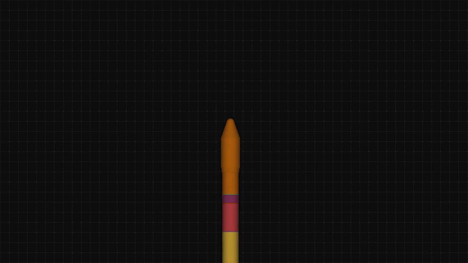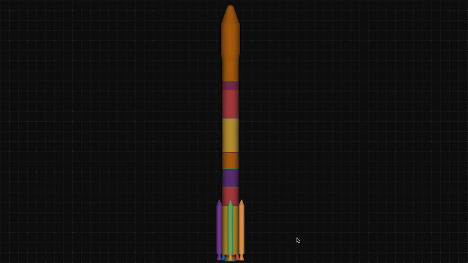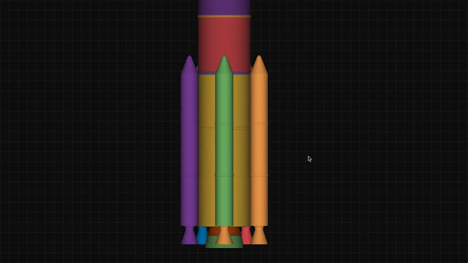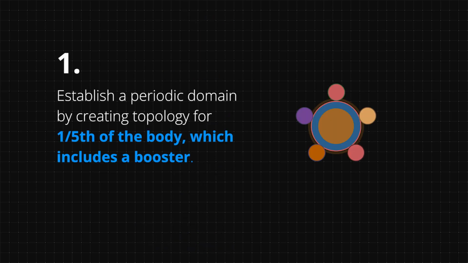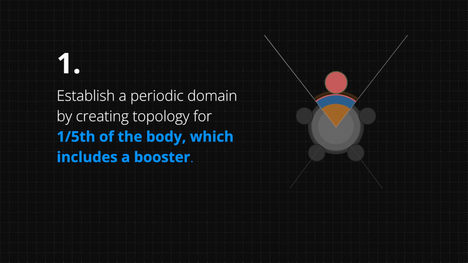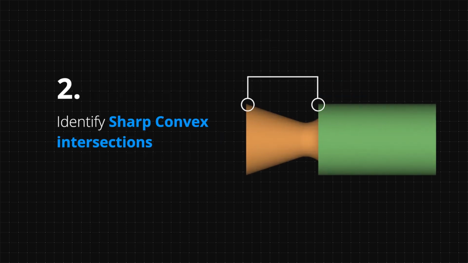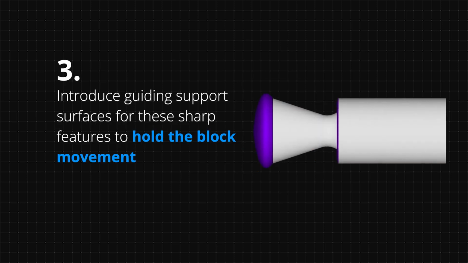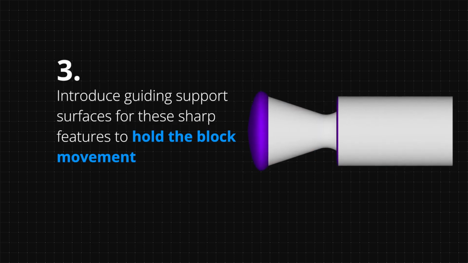Here, our PSLV model has an axisymmetric rocket body and 5 booster rockets. To achieve a quicker and high quality mesh, we'll adopt the following approach. Establish a periodic domain by creating topology for 1/5 of the body, which includes a booster. Identify sharp convex intersections. Introduce guiding support surfaces for these sharp features to hold the block movement.